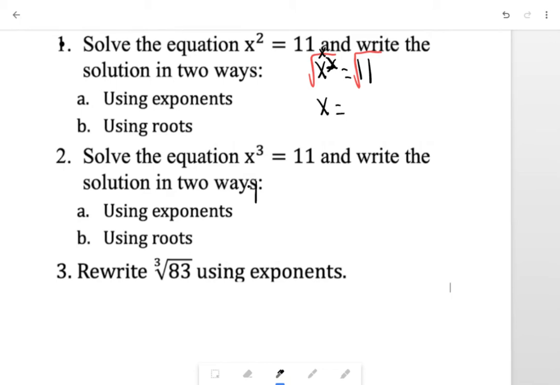So if I was going to write this answer, the square root of 11 is not a perfect square. Square root of 11 is a decimal. So I would write this as positive or negative square root of 11. This right here is actually the answer to part B, because this is write the solution using roots.